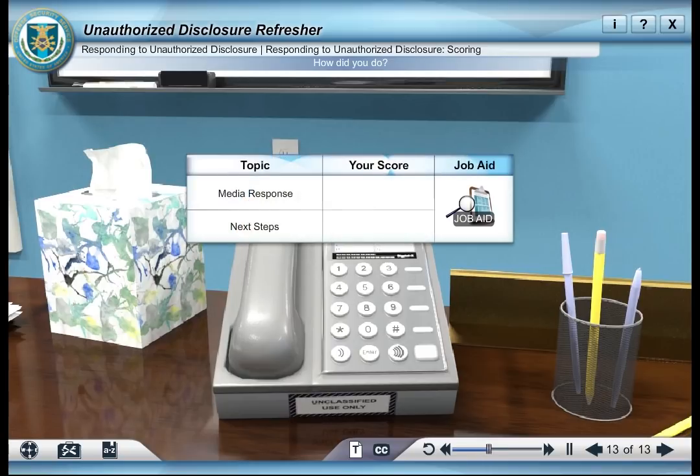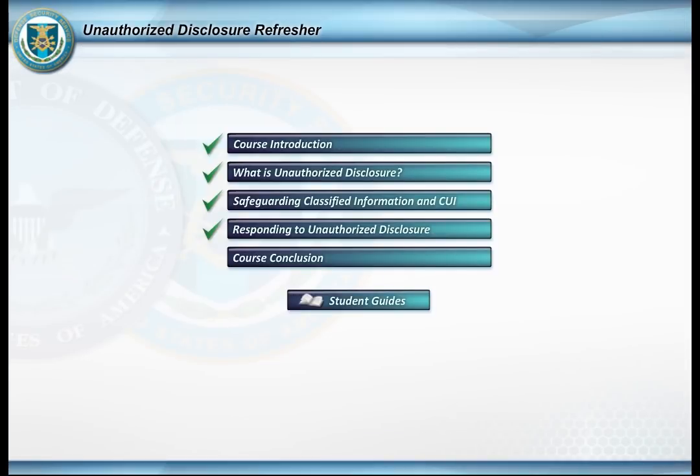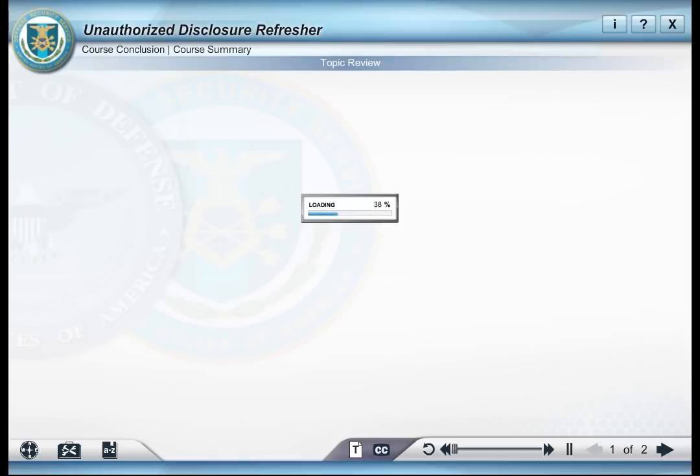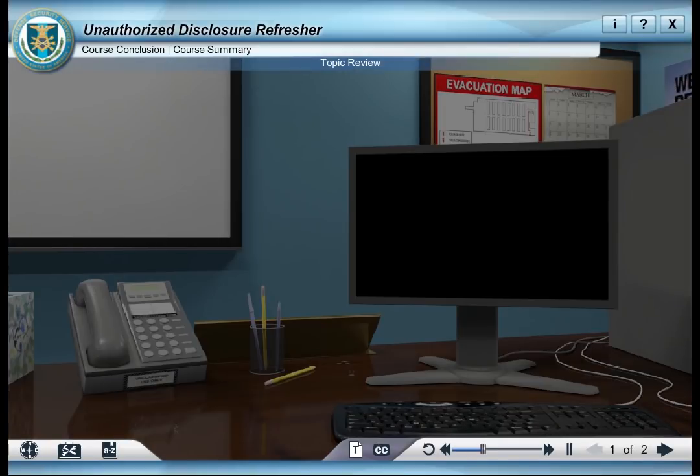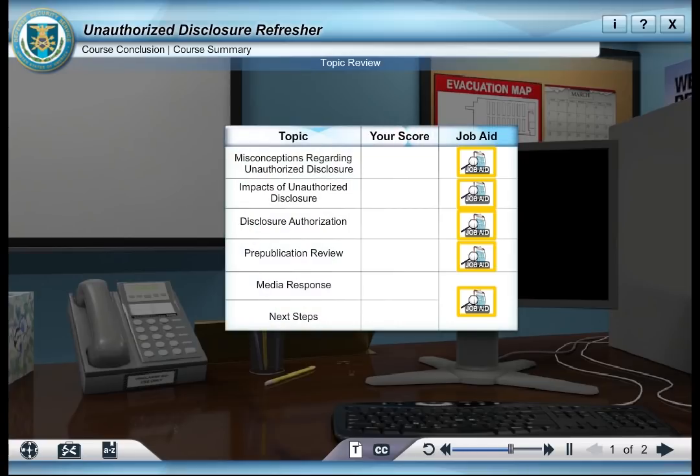Take a moment to review your score for your response to the media inquiry and subsequent conversation with Jonathan. If you need to review any information in more detail, select the job aid. It looks like you have come to the end of your eventful day and completed all of your responsibilities. If you find you did poorly in a particular area, you might want to review the job aid before taking the final exam.